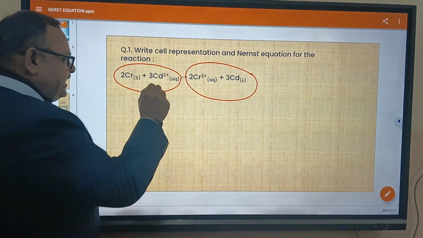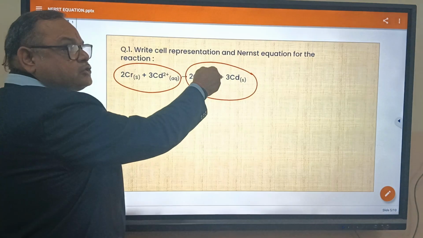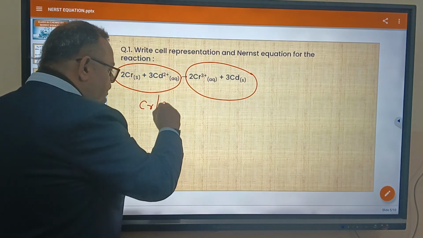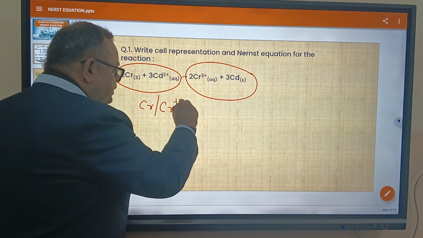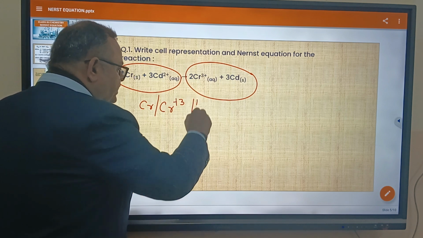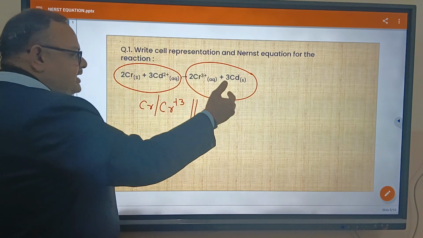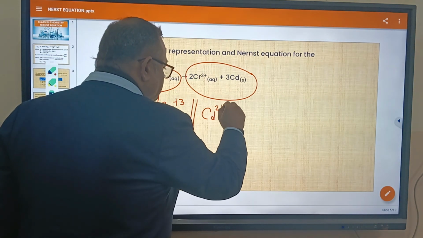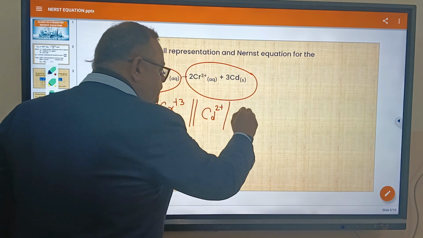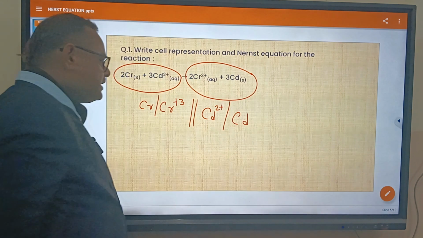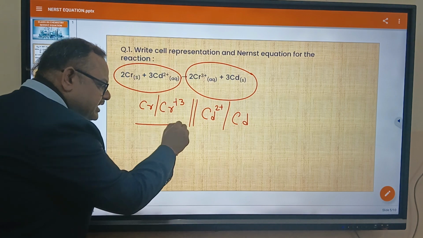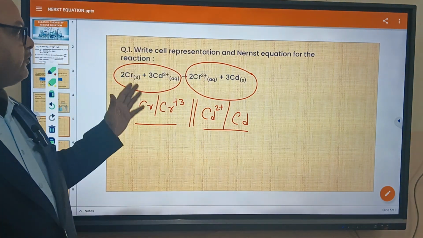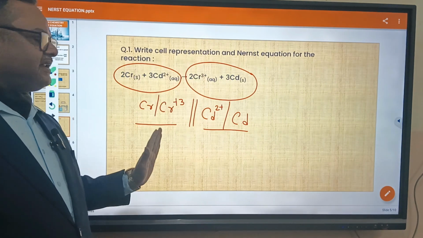So here we can see that chromium is being oxidized to Cr3+. So we will be writing Cr by Cr+3. Then we have a salt bridge. On the other hand, Cd2+ is being reduced to Cd. Now this is oxidation half cell and this is reduction half cell. So first part is to write the cell representation.